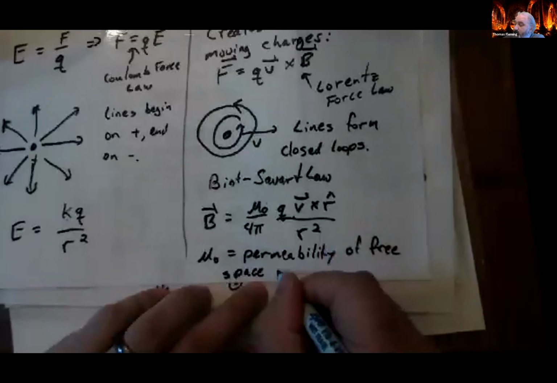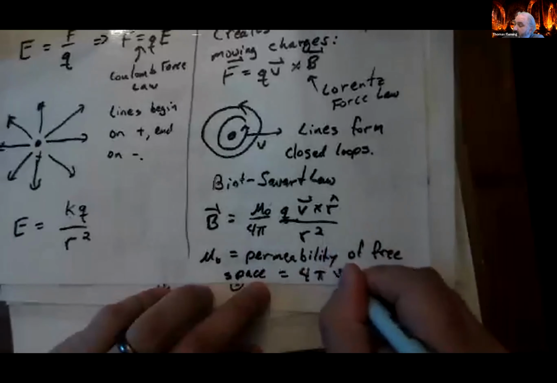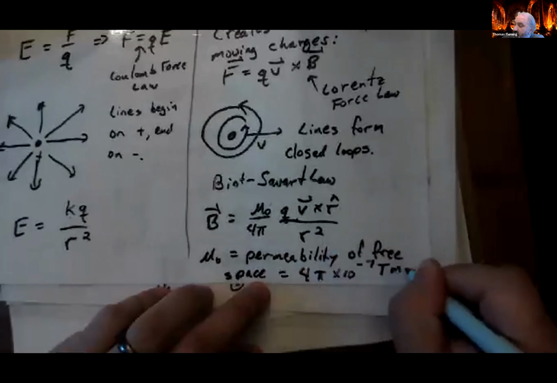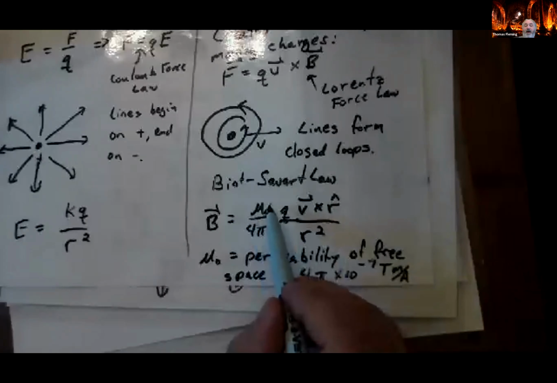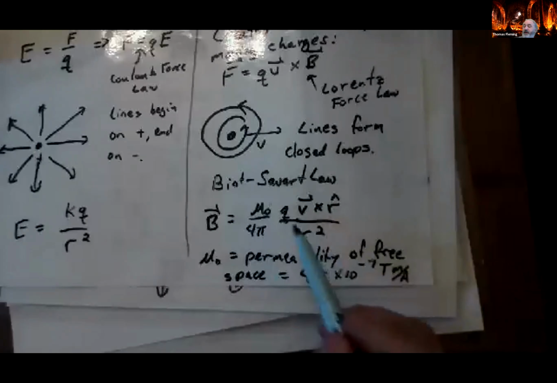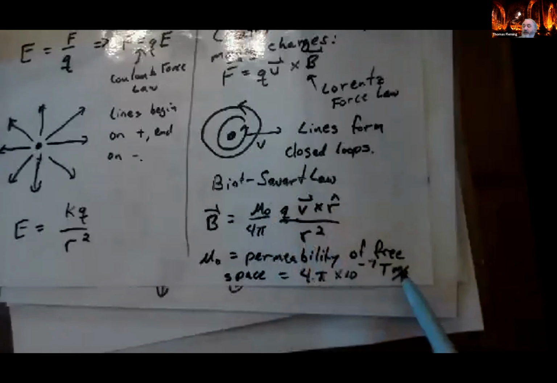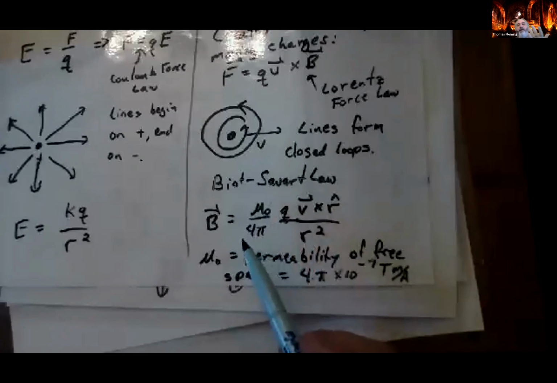And it's got a number. The value is 4 pi times 10 to the negative 7th Tesla meters per amp. Just a number. And you'll notice mu naught's going to show up in a lot of equations in this chapter. But here it's mu naught over 4 pi, and mu naught is 4 pi times 10 to the minus 7. So this entire leading factor is just 1 times 10 to the minus 7. It's super easy to remember.